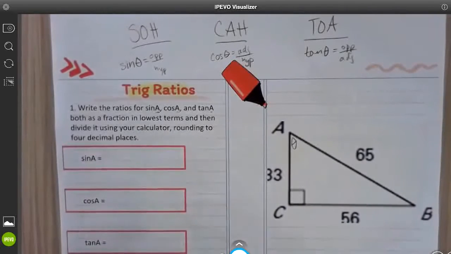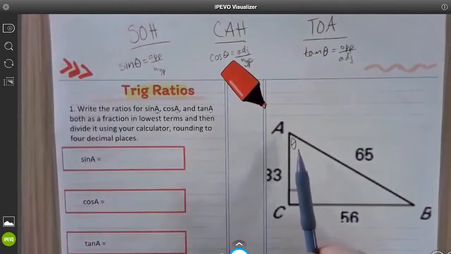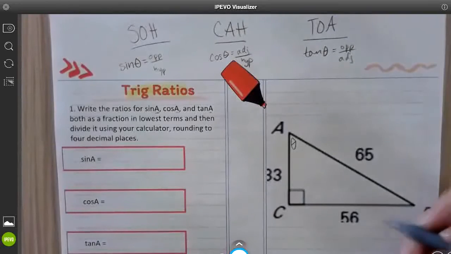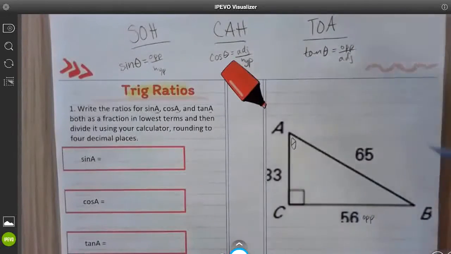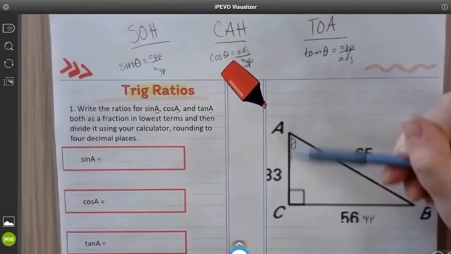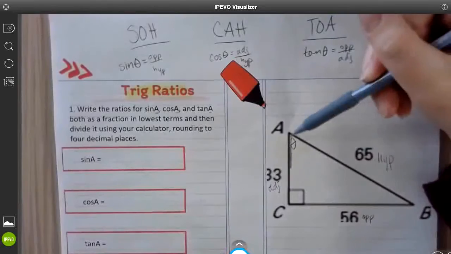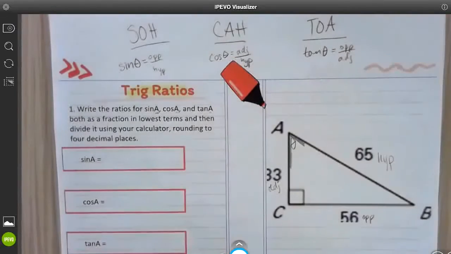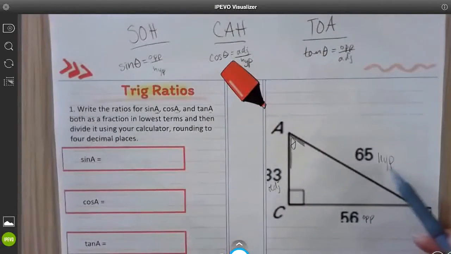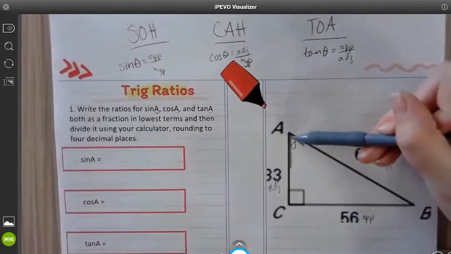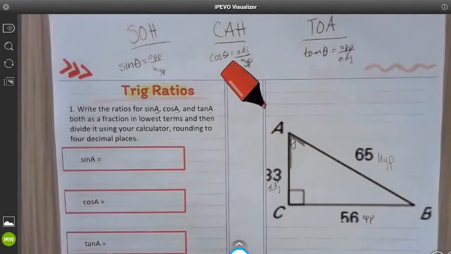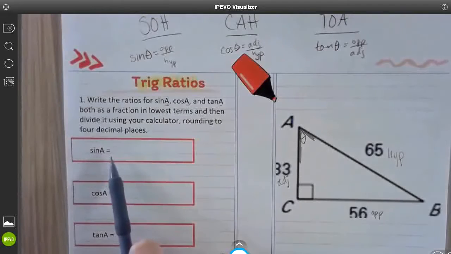So from angle A, the opposite side would be CB, or this 56. The hypotenuse will always be across from the 90-degree angle. And then, of course, the adjacent will always be touching or next to, near the theta. The hypotenuse will always be adjacent to the angle, so we know that the hypotenuse trumps the adjacent, and so then the other side is what we call the adjacent. So for this first one, they want us to find the sine of angle A.